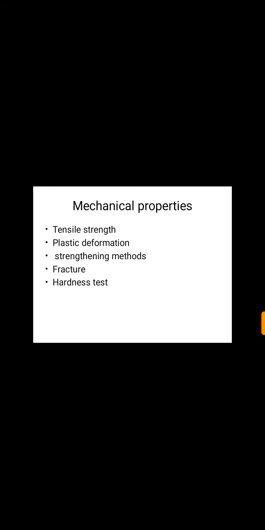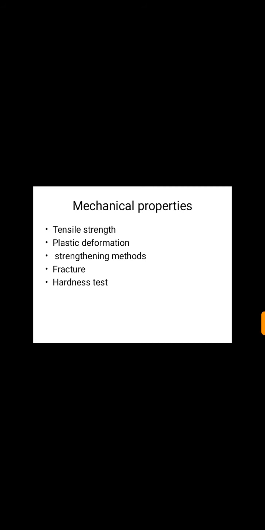The next topic is strengthening methods, which is about how to strengthen materials. There are different methods to strengthen materials. The well-known method is work hardening or strain hardening. The making of a sword comes under this topic. The next topic is fracture.